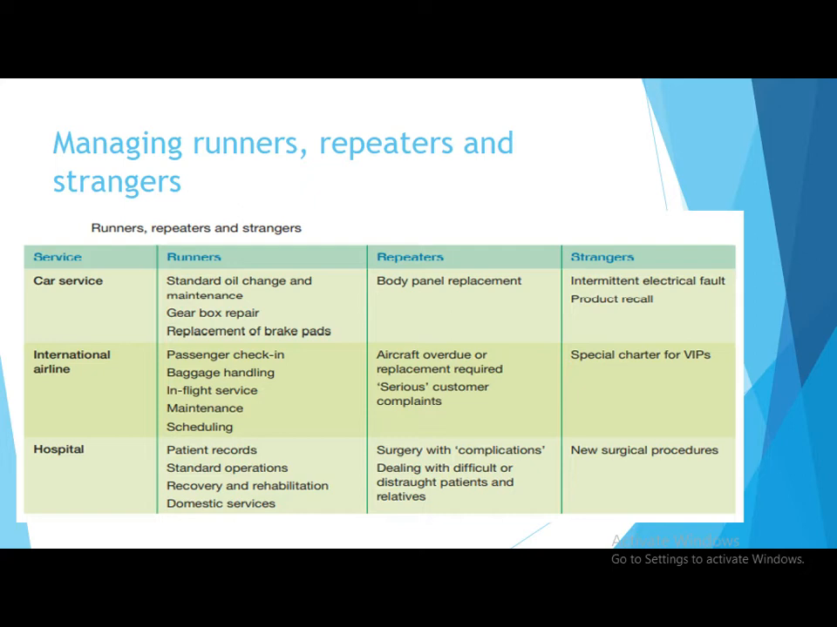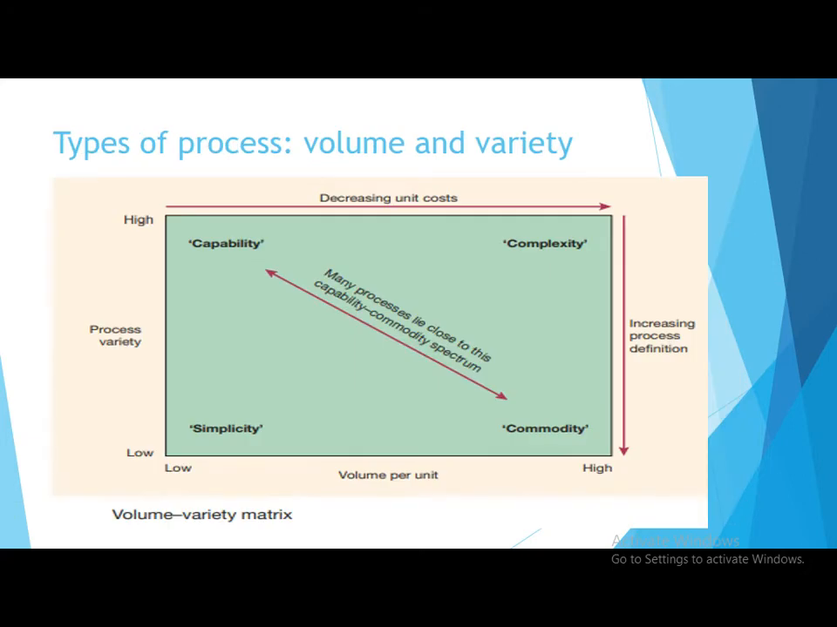You can pause the video and look at this particular table. We'll move further to the types of processes, volume and variety. In this particular section, we'll start by providing more details of the key differences of the extremes: high volume, low variety and low volume, high variety, the capability and commodity processes. We'll start with capability processes.